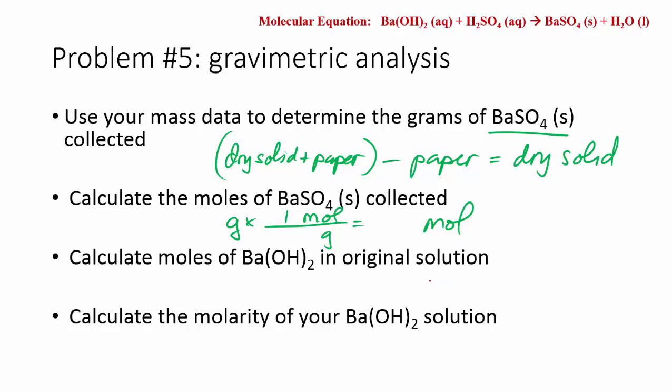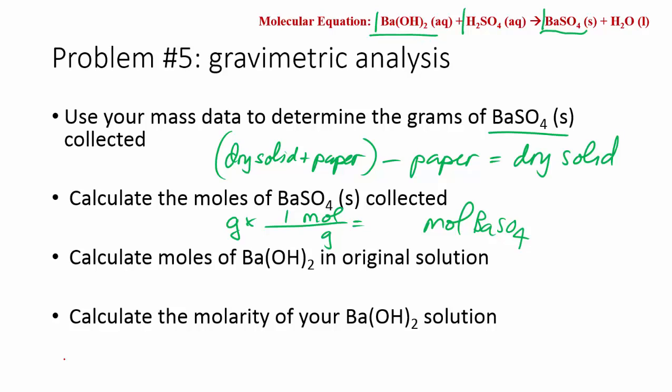Moles of barium hydroxide. So here you want to look at your mole ratio from the balanced chemical equation, and this one's straightforward. It's a 1-to-1 mole ratio. So I should put the one over here. If you look over here, for every 1 barium sulfate that you make, you used up 1 barium hydroxide.